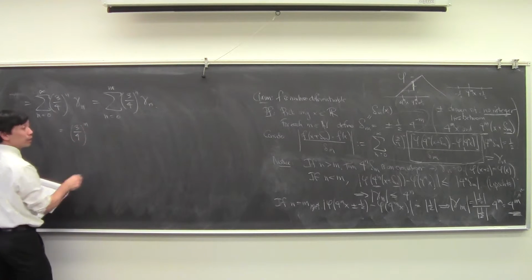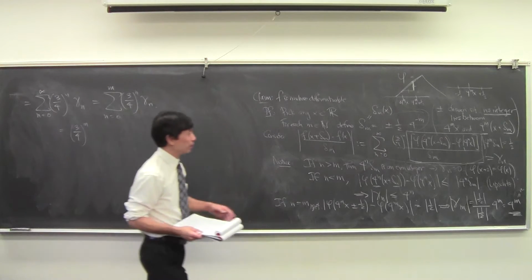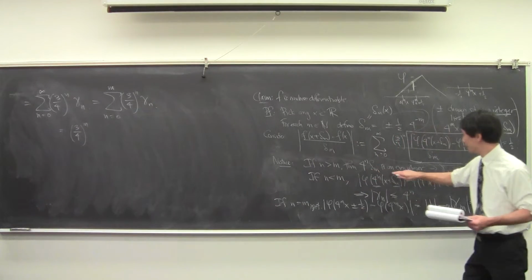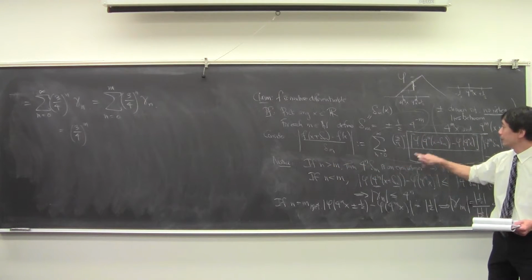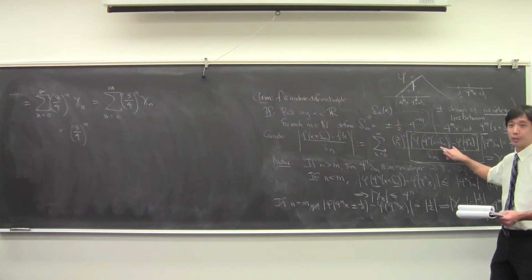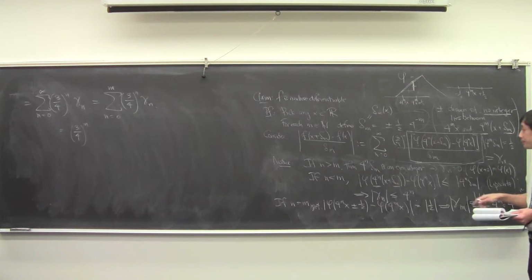Can you remind us why past m all the gammas are 0? Is that what we just did? That's what we did right here. The first thing we showed, that if n is bigger than m, then these things differ by an even integer, and so it's going to be 0.